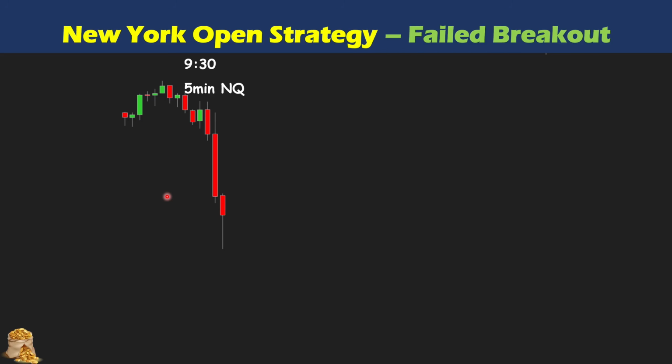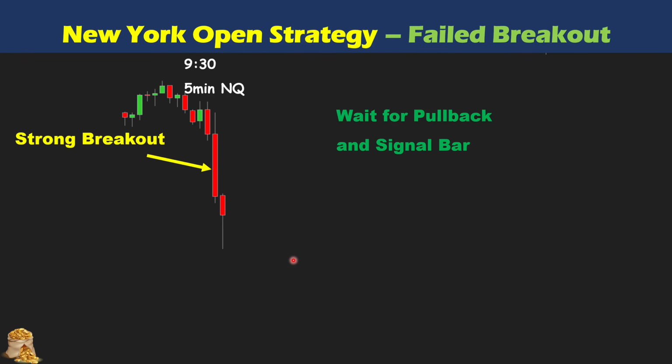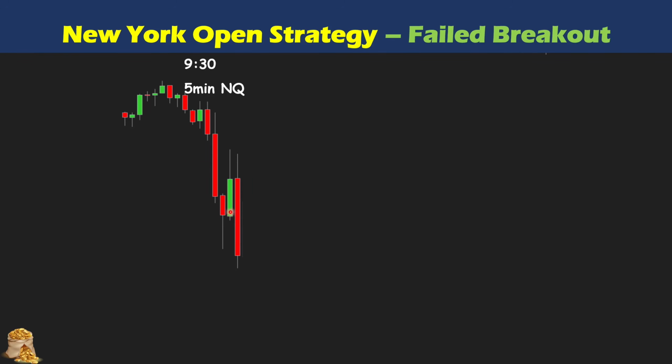Let's take this chart for example. Upon New York Open, we can see there is a strong breakout. So there's a probability that it's going to be the breakout strategy. So we wait for the pullback and the signal bar to trade down. And then next, you can see there's a pullback with a bull bar and then another bear bar. So this bear bar is very good. It can serve as the signal bar.